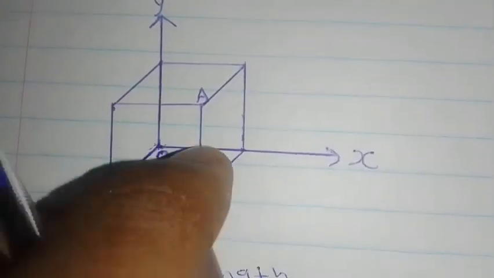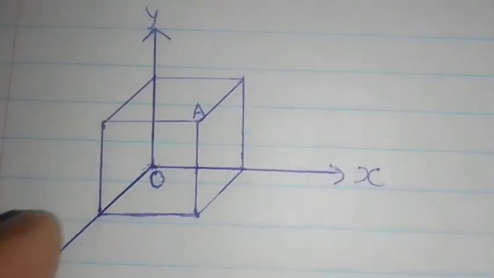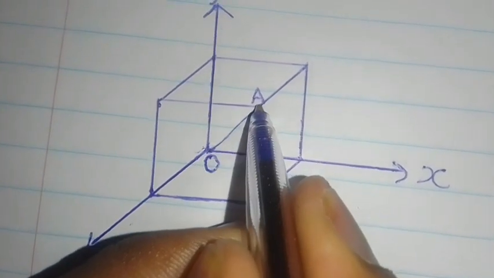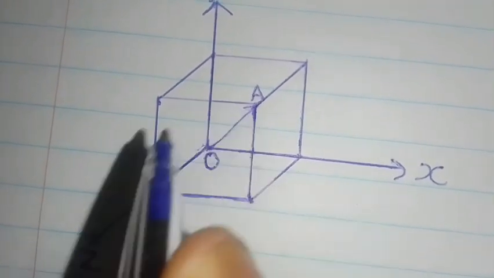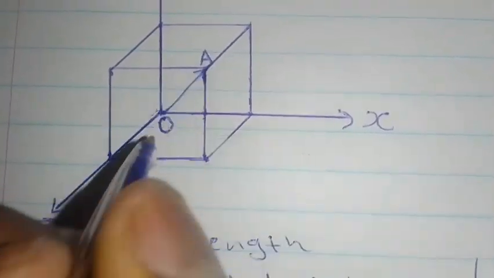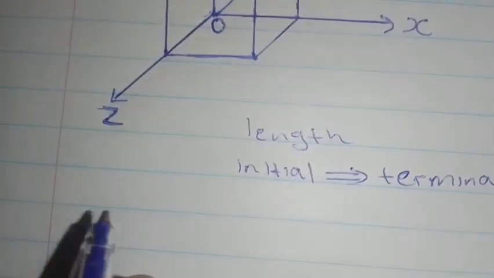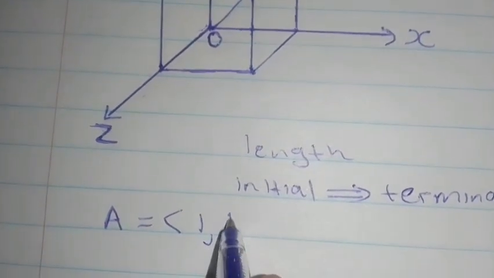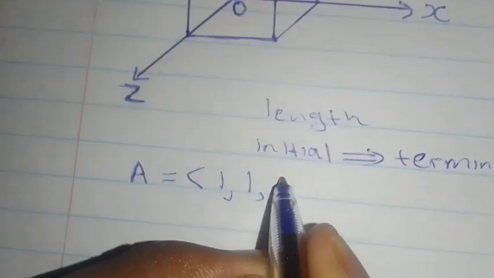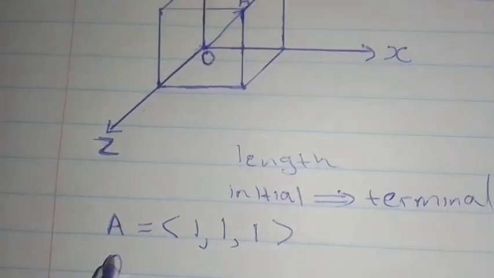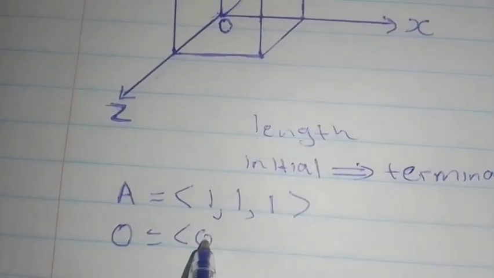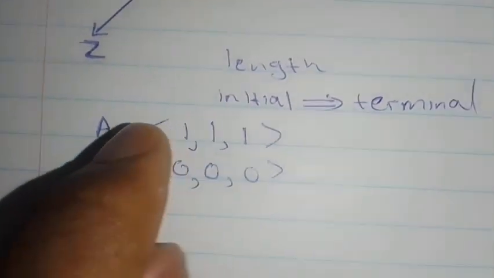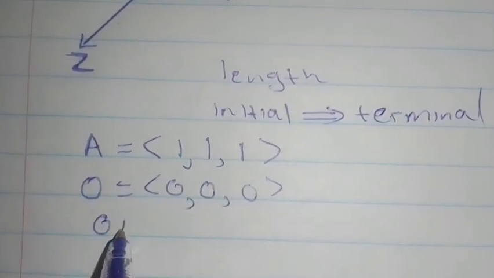Now let's say we have a unit cube here on this coordinate plane, and we have vector OA, meaning that A is our terminal point. Since this is a unit cube, what will be the coordinates of A? We can express A as 1, 1, and 1. And O is at the origin, so we'll have 0, 0, and 0. That's just the coordinates of the origin. So now we have vector OA.